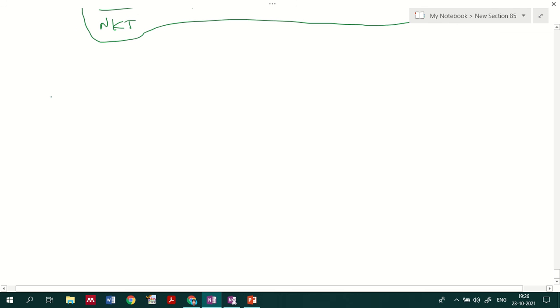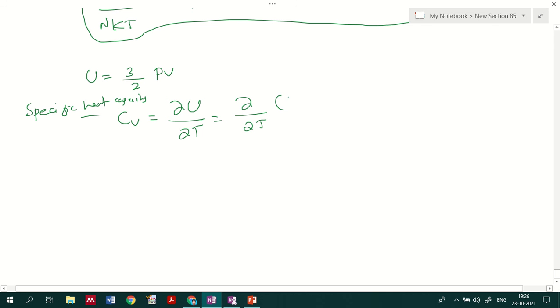Here we have already found that the internal energy is equal to 3 by 2 pV. Now we need to find the specific heat capacity. If you want Cv, it equals dou U by dou T, so dou by dou T of 3 by 2 pV you need to find. If you do that, you will have 3 by 2 dou by dou T of pV, and you will get the corresponding equation.